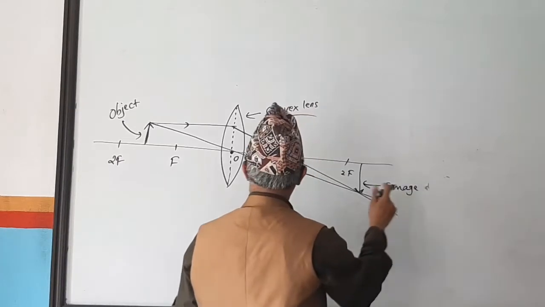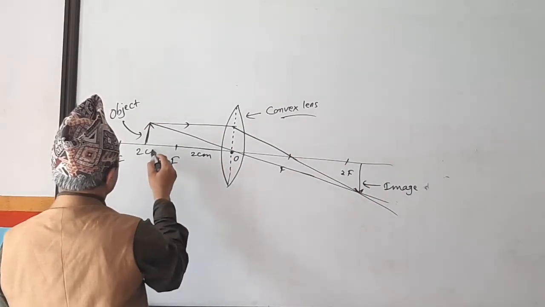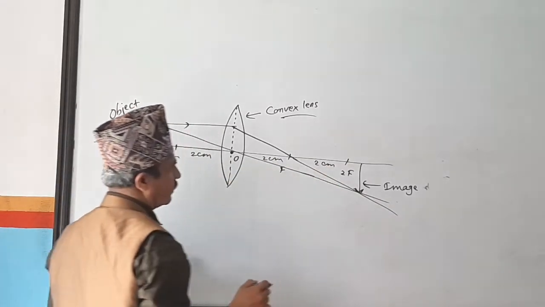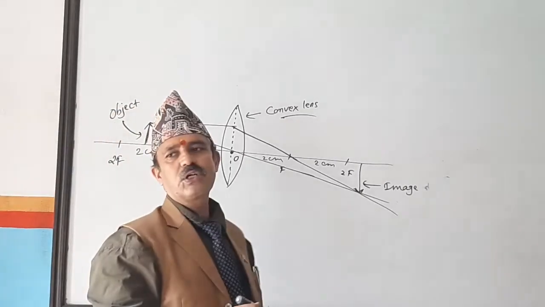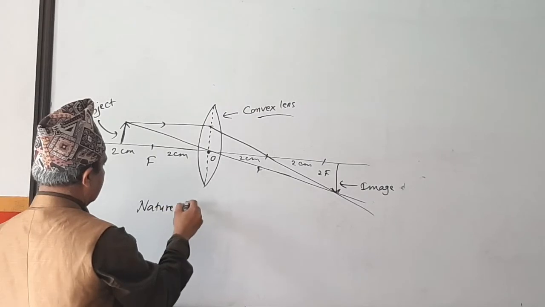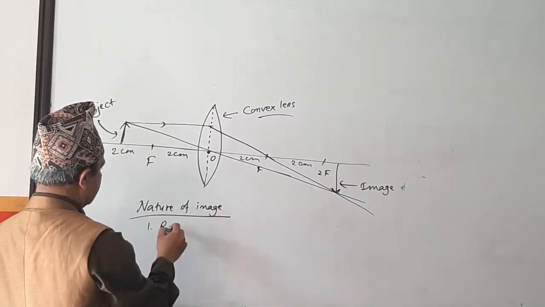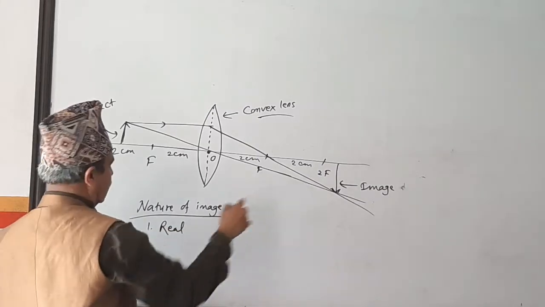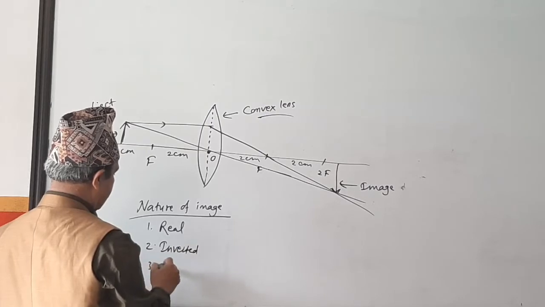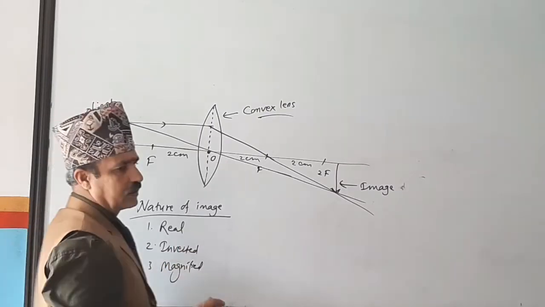I told you, this distance must be 2 centimeter. It will be easy. You have to measure and do it. Now, nature of image. Tell me, what is the nature of image? Real image. Real, inverted. Yes. Third one, magnified. Okay, next question is there.